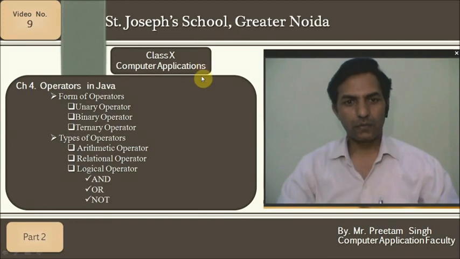So today I am going to continue with the previous one, that is chapter number 4, operators in Java. Last time we studied the forms of operator. There are three forms of operator, that is unary, binary and ternary. After that we studied the types of operator.